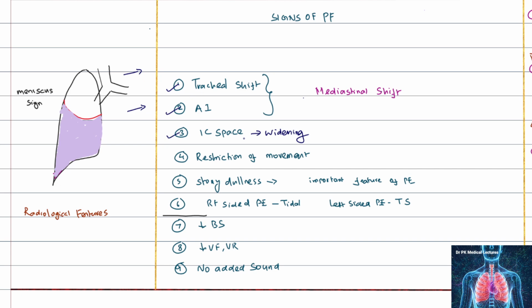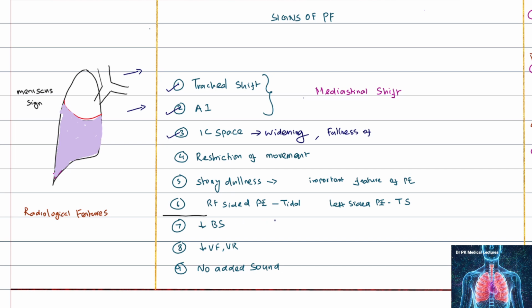Then regarding the intercostal space, there is widening of the intercostal space, and in cases of massive pleural effusion, you can see fullness of intercostal space. And always there is a restriction of movement on the side of lesion. Stony dullness is another important feature of pleural effusion. While doing percussion, in cases of right-sided pleural effusion, one has to mention about tidal percussion. In cases of left-sided pleural effusion, one has to mention about obliteration of Traube's space.